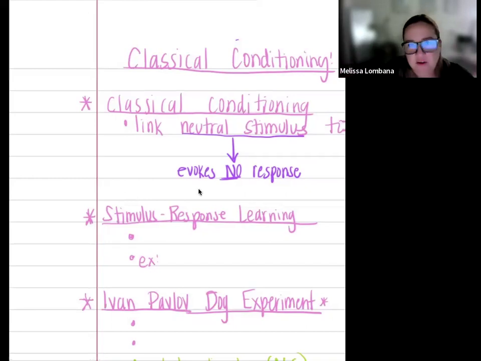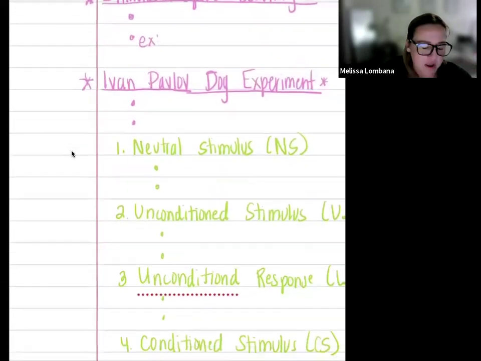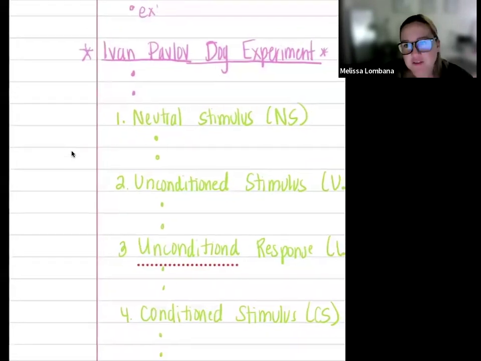The guy that started this whole thing about stimulus and response was Ivan Pavlov. If you've heard about Pavlov's dog, this is it. If you haven't, welcome to the show. I'll tell you a little bit about Mr. Pavlov. He was actually a doctor, or I'm not sure, it doesn't matter. Ivan Pavlov was not a psychologist at all. He was literally a doctor.